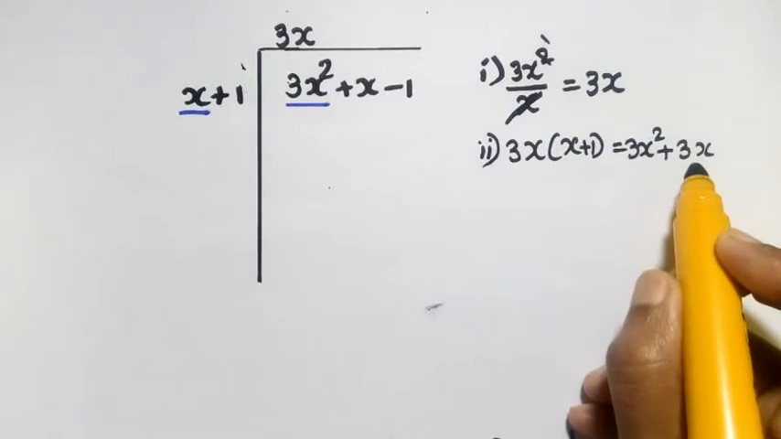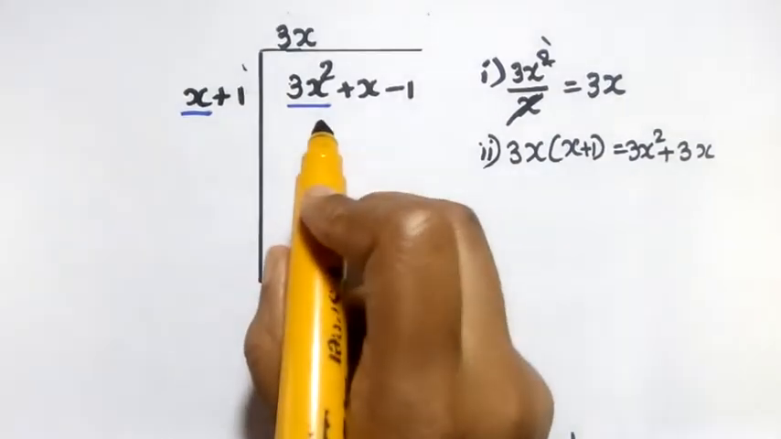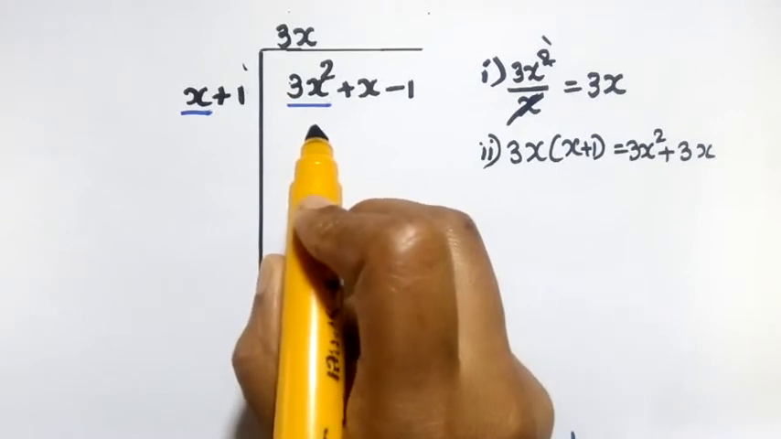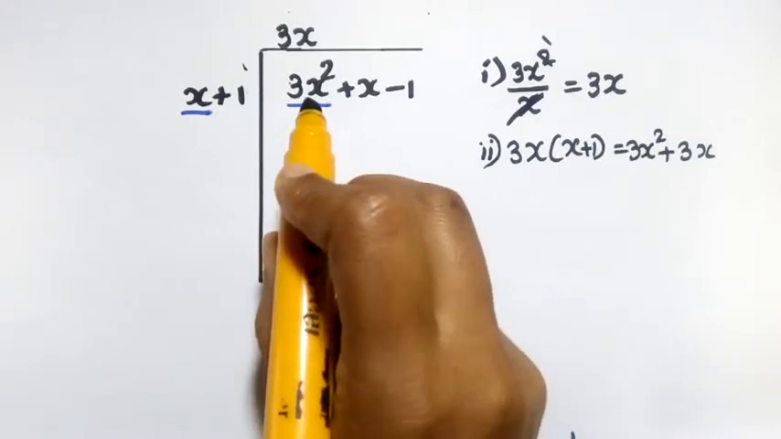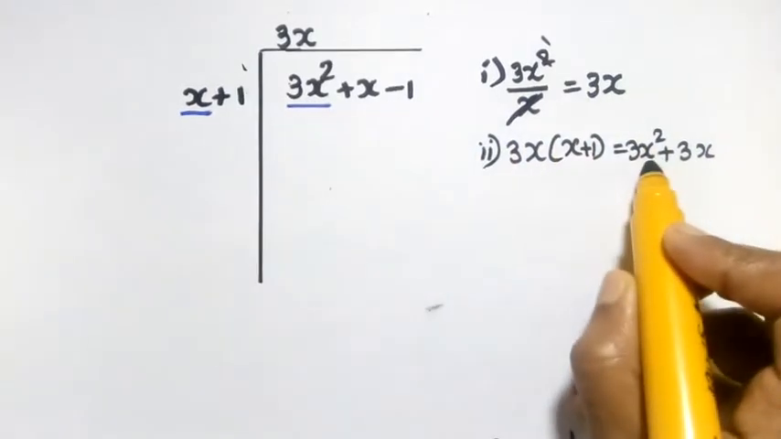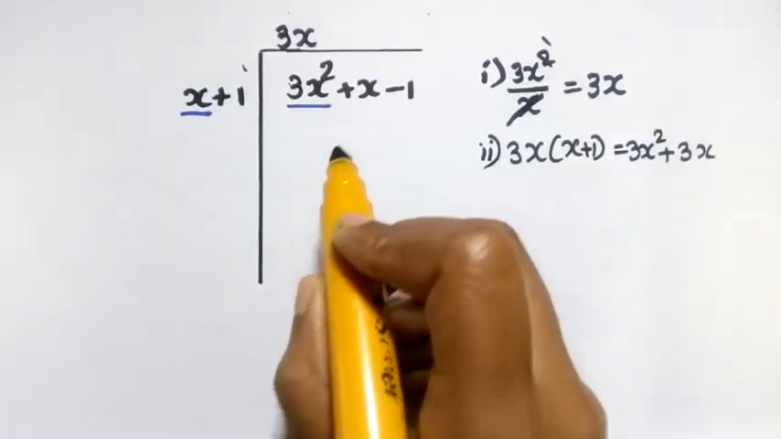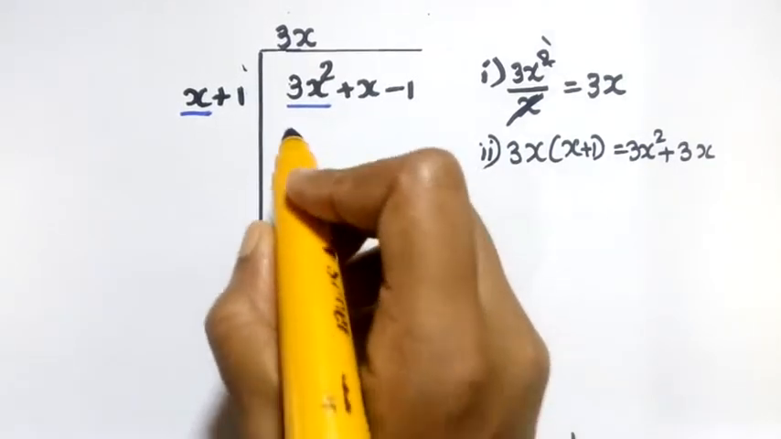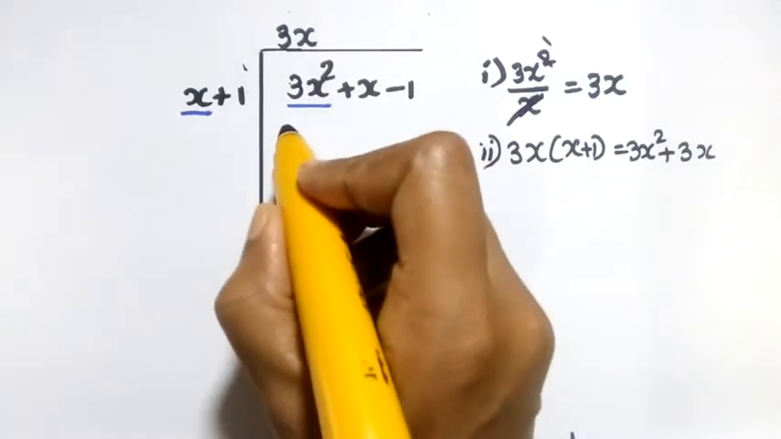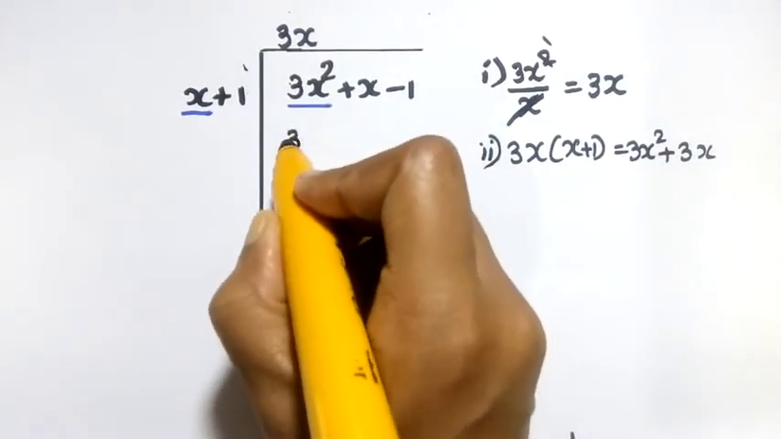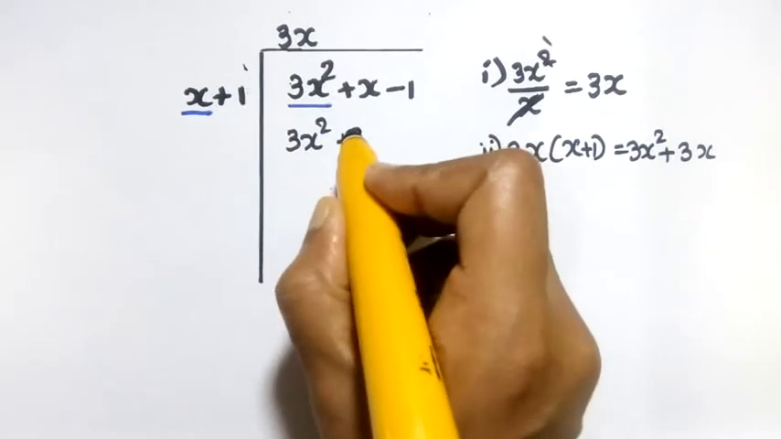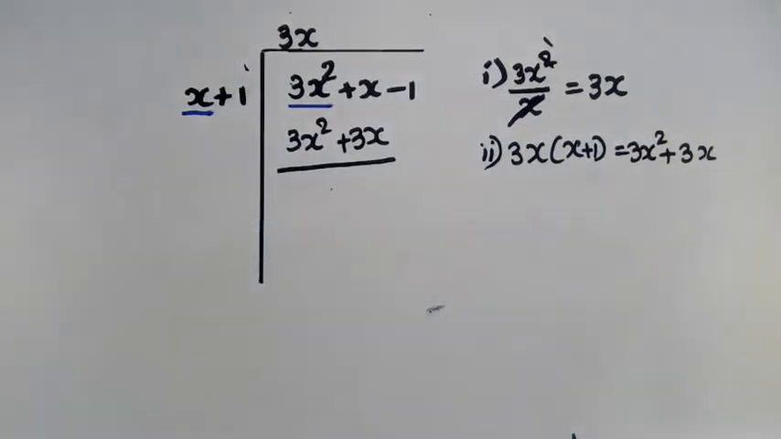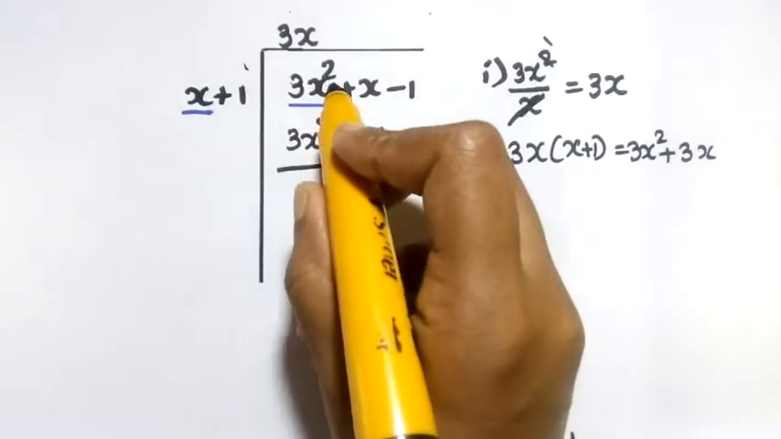After getting the product, we need to write this product under the dividend. Be careful, like terms need to come down by down. Here this term is with x square, so the term of x square needs to come down by down and the term of x needs to come down by down like that. So write this product under the dividend. 3x square plus 3x is the product we got. Then subtract the product from the dividend.